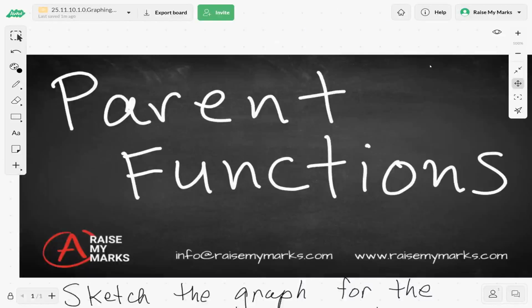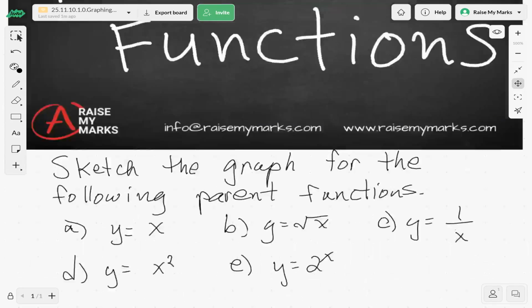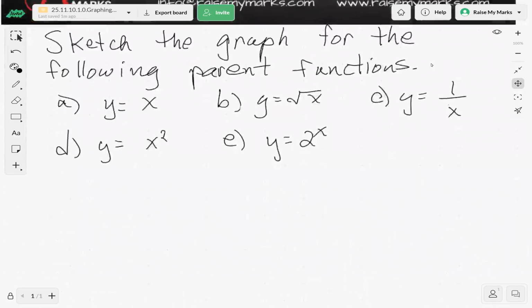Hello. So today we're looking at parent functions. What are parent functions? All right. Well, let's see what they're asking us to do. Sketch the graph for the following parent functions. All right. Parent function. So what's a parent function?